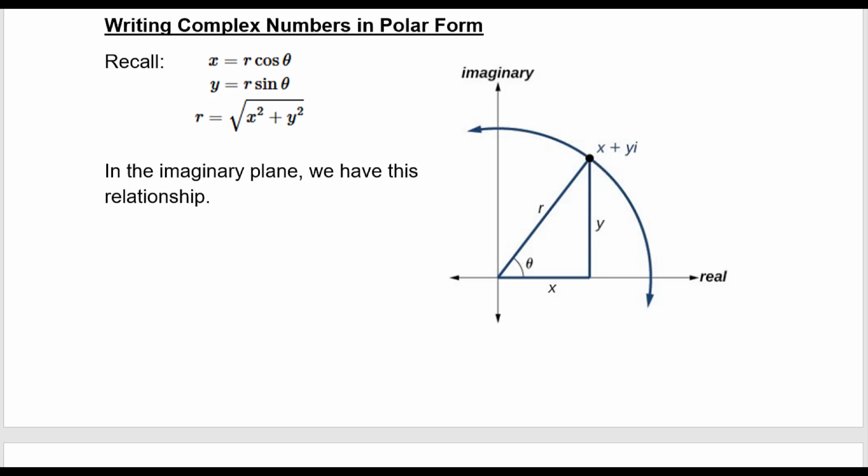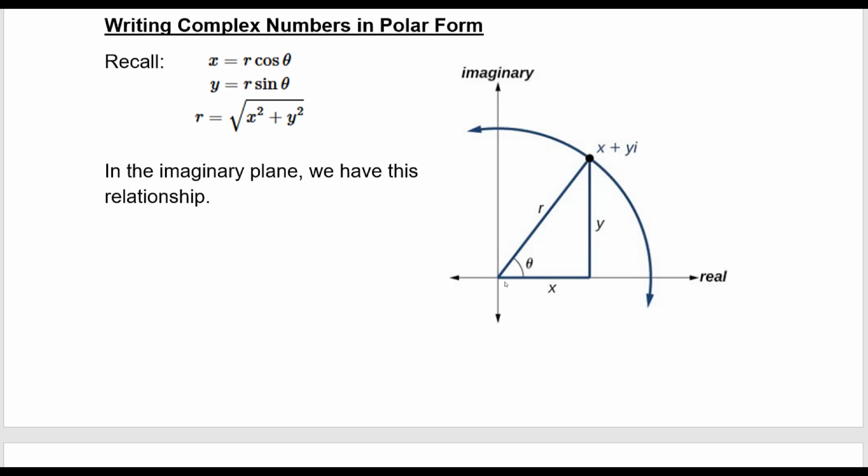Now we're going to look at writing complex numbers in polar form. So just recall that, going from rectangular to polar, x equals r cosine theta, y equals r sine theta, and r is the square root of x squared plus y squared. And we have this kind of a structure.